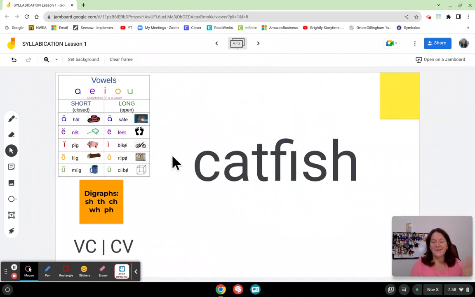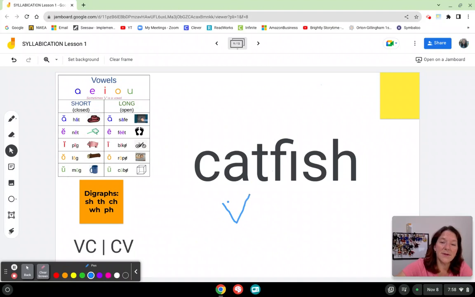All right. Very first thing we do, we find our vowels. There's an A, so I'm going to put a V below the A, and then there's an I. I'm going to put a V below the I and draw a line. Doesn't have to be perfect. You can tell from mine. Now I'm going to work on the bridge.